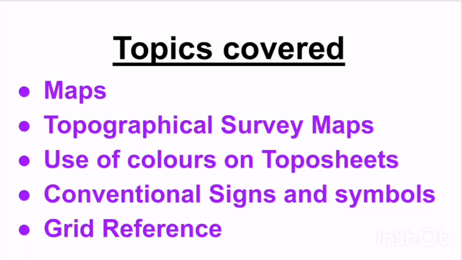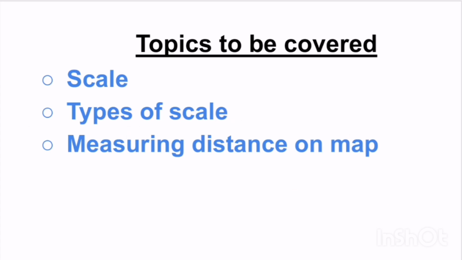Then the last point which we covered was grid reference. What is this? The network of vertical and horizontal lines, or the eastings and northings, is called the grid. It can also be identified as grid reference. So these were the topics which we covered in our previous video. Let's begin our new topics of this chapter. So our new topics will be scale, types of scale, and measuring distance on map.